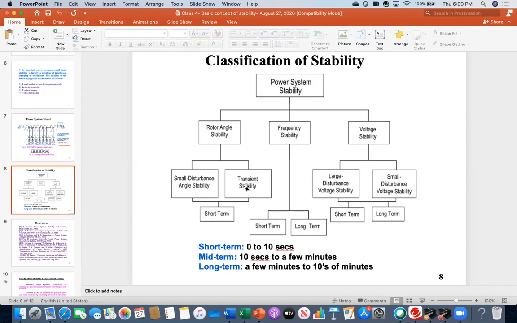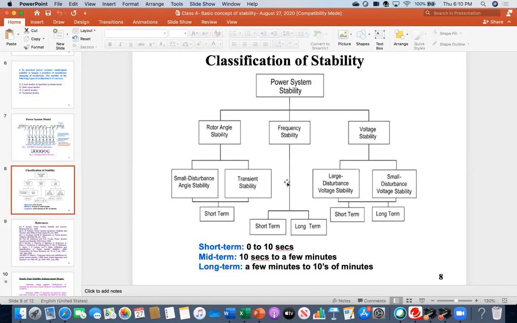Now, always keep in mind, for transient stability, or in other words rotor angle stability, the duration is 10 seconds. This means that within 10 seconds, if the system does not come back to a stable condition, then that is problematic. The system will be unstable. Therefore, this short-term one is very, very dangerous. Within this time, the system should come back within an acceptable range or equilibrium position.